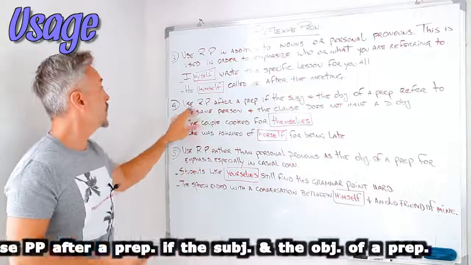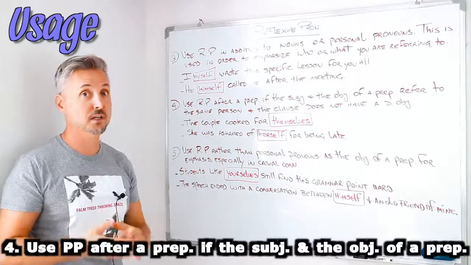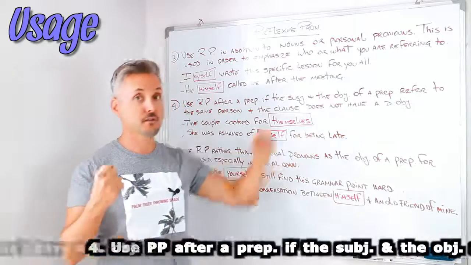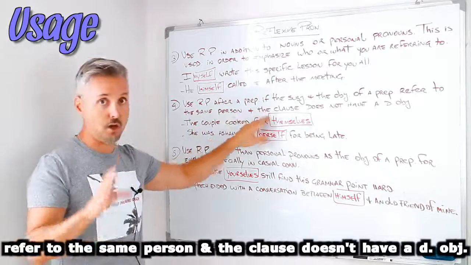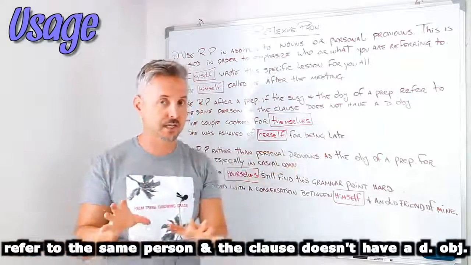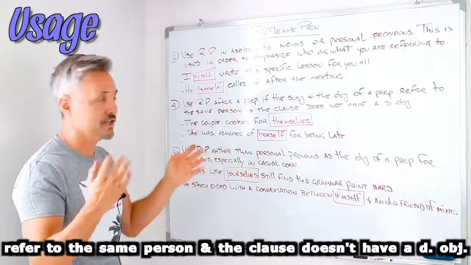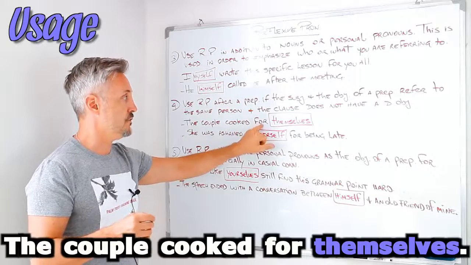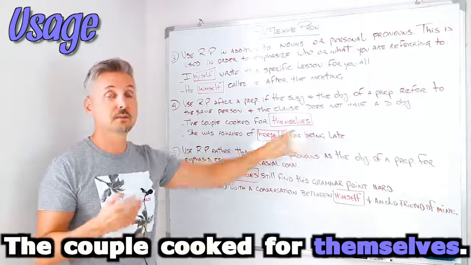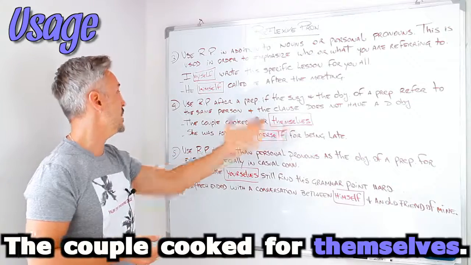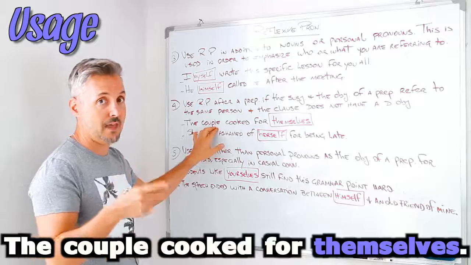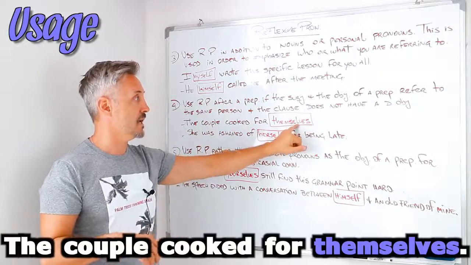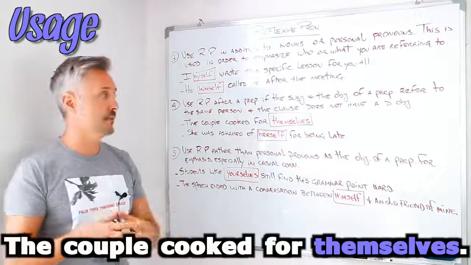Number 4. Use reflexive pronouns after a preposition if the subject and the object of a preposition refer to the same person and the clause does not have a direct object. Maybe it's better if I show you the example. The couple cooked for, preposition for, who? For themselves. Themselves here is the reflexive pronoun of the couple. The couple are two people. They cooked for themselves. So the couple cooked for themselves.